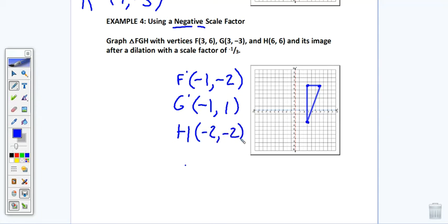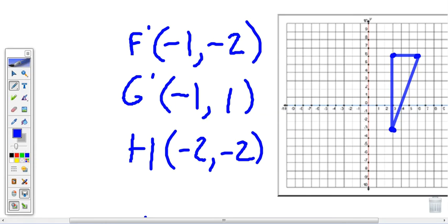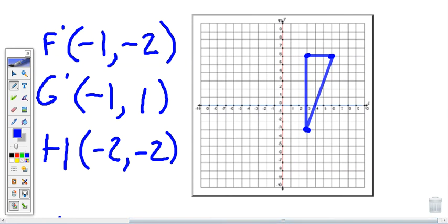Okay, so let me blow this up so I can plot this. Watch what happens here. I'm going to negative 1, negative 2, so left 1 and down 2. Is that right, guys? Negative 1, negative 2 is here. Left 1, down 2. G prime is left 1 and what? Up 1. And H prime is down 2, over 2, down 2. Yes. Okay, I need to get some labels on this, so hang on a second.